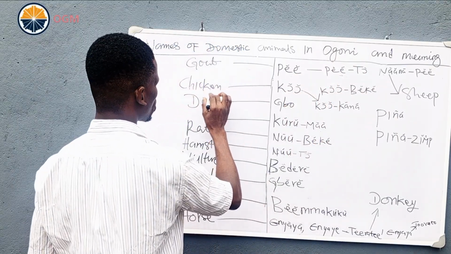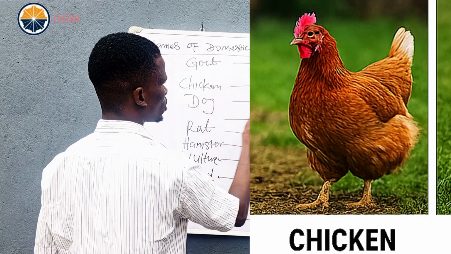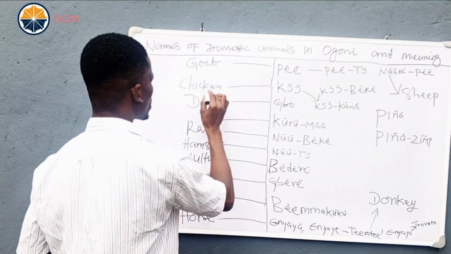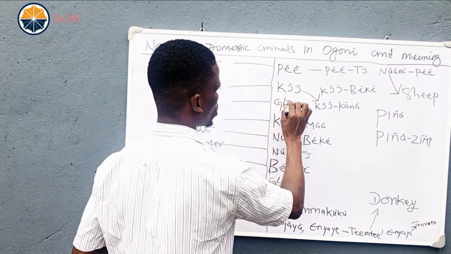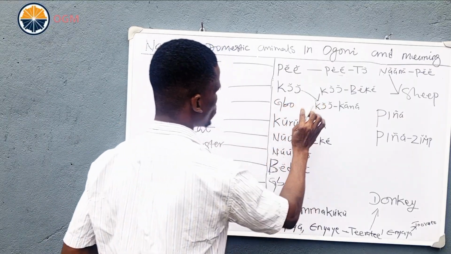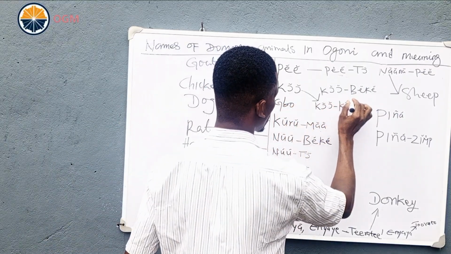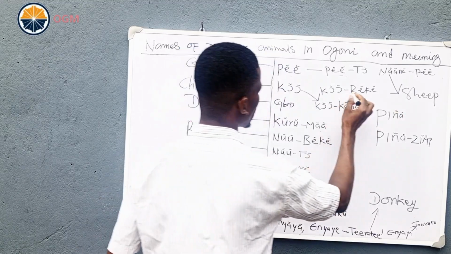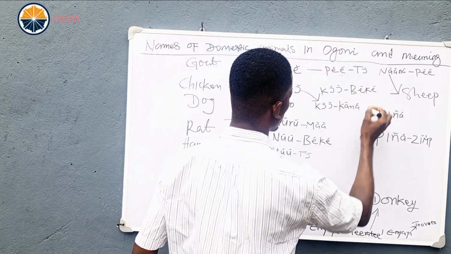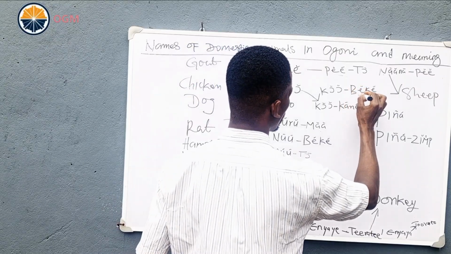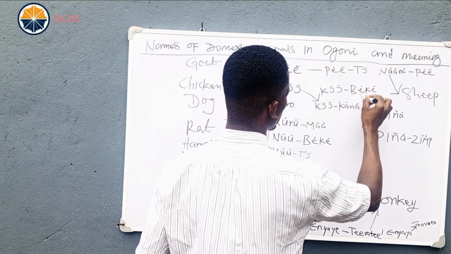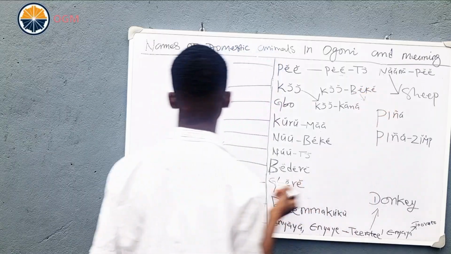Here we have chicken, which is called corn in Ogoni language. We have konbeke, which is dog fowl. Konbeke is called dog fowl. Dog fowl is called konbeke in Ogoni.